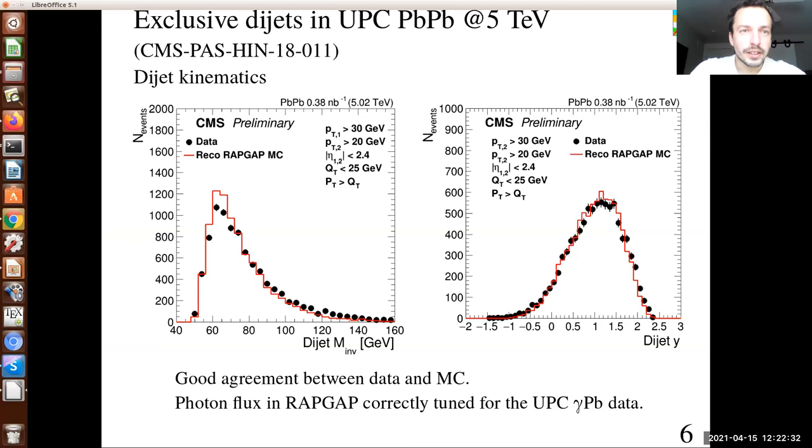After these exclusive selections, we show the dijet kinematics, the invariant mass plot on the left and the dijet rapidity on the right. And from this plot, we can indeed see a very good agreement between the data and RAPGAP Monte Carlo, that gives us confidence that the photon flux for the RAPGAP Monte Carlo was correctly tuned from electron-proton to photon-lead interactions in UPC at 5 TeV.